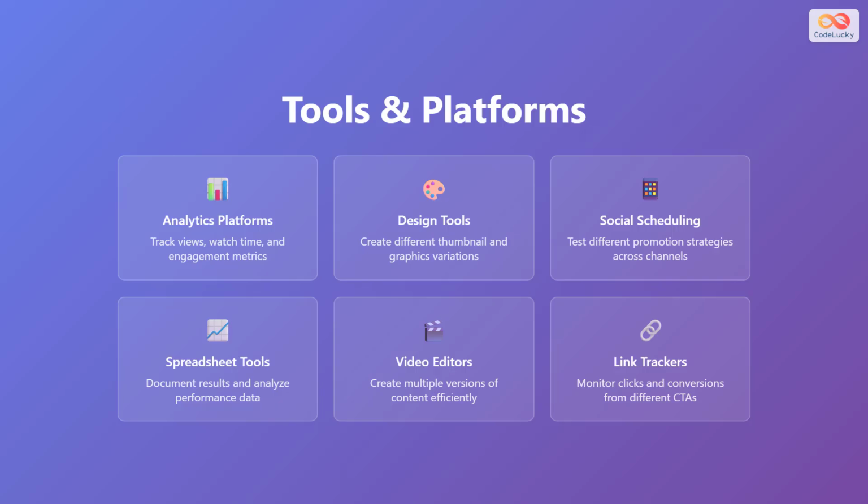Step 3, launch and track. Release both versions and watch your metrics. Don't interfere. Let real data come in. Step 4, analyze results. After your test period, look at the numbers. Which version won? Celebrate that learning.